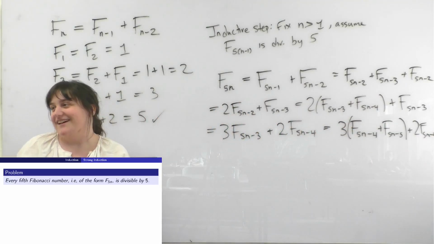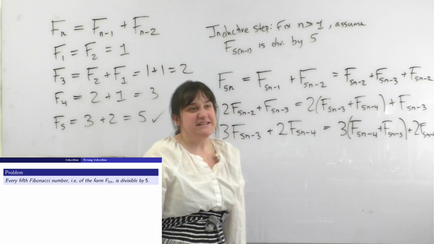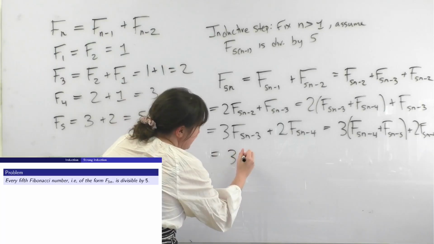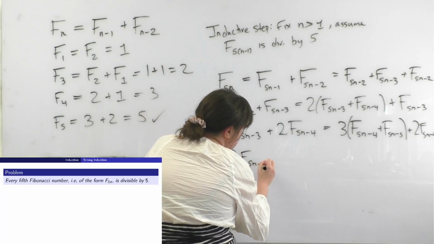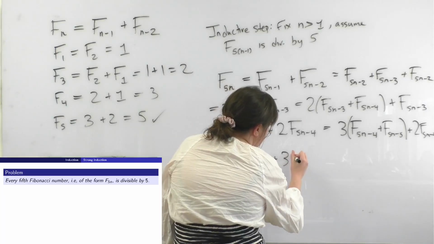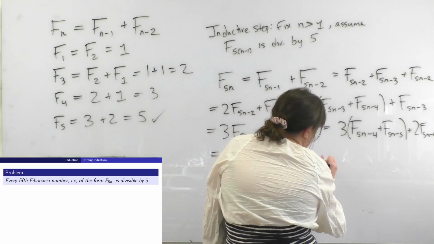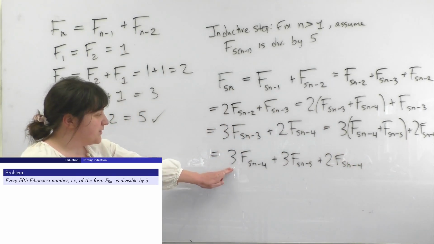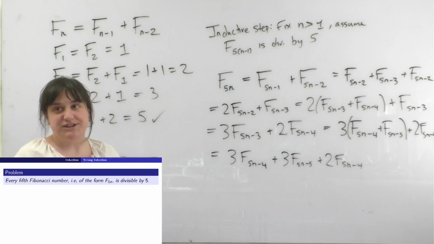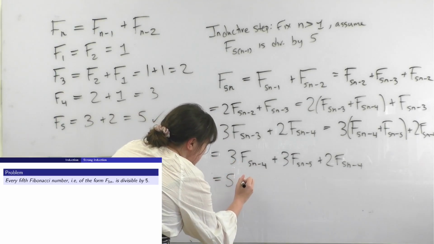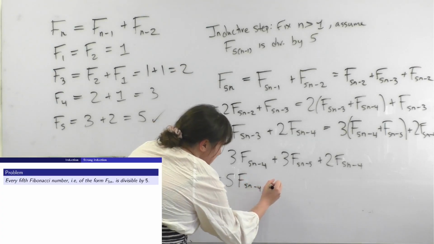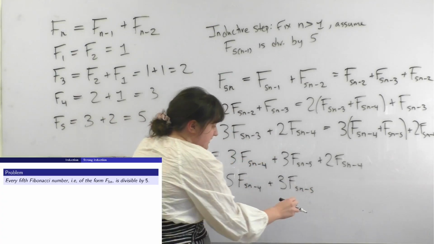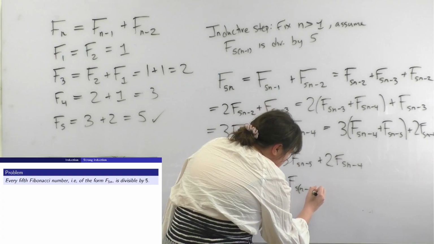Oh, magical, happy day. Okay, everyone see what happens here? If I distribute this out, 3 F5n minus 4 plus 3 F5n minus 5 plus 2 F5n minus 4. Now, combining these two guys, I will get a coefficient of 5. So I have 5 copies of F5n minus 4 and 3 copies of F5n minus 5. And I'm going to write 5n minus 5 as 5 times n minus 1.